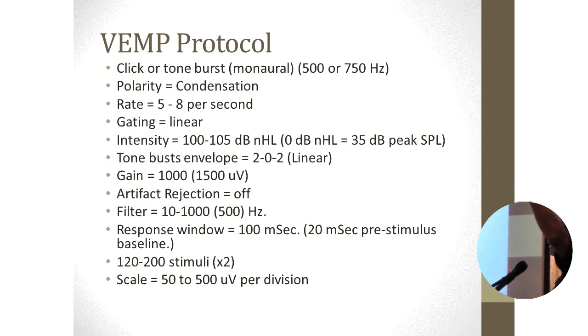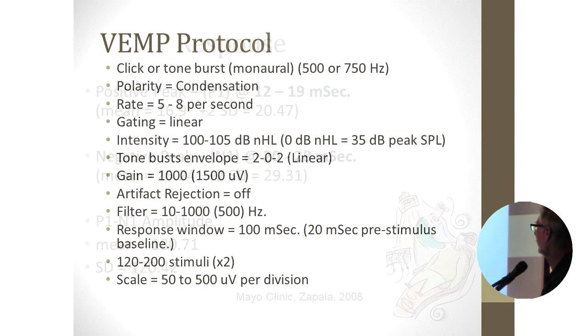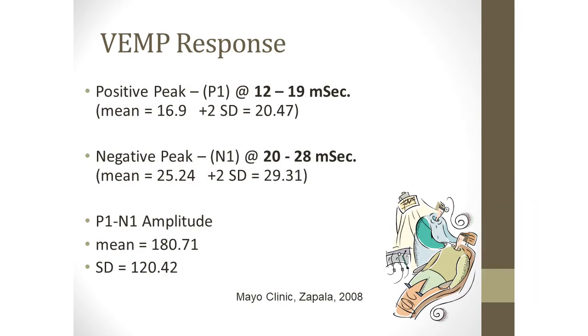You notice that these are way off the scale, and you've got to turn the scaling down until it actually fits on the screen. But you can have that slide just so you have the protocol, and on most equipment you can put that protocol in. There's a positive and a negative peak. The first peak is going to occur somewhere between 12 and 19 milliseconds, and then the second peak between 20 and 28 milliseconds. This is from the Mayo Clinic, from David Zapala. It'll have an amplitude typically around 180 microvolts. Now that's a big, big response, 180 microvolts. An ABR at high intensity on an adult, wave 5, is about a half a microvolt. Now we're talking about 180 microvolts.